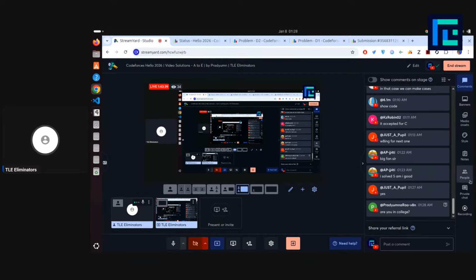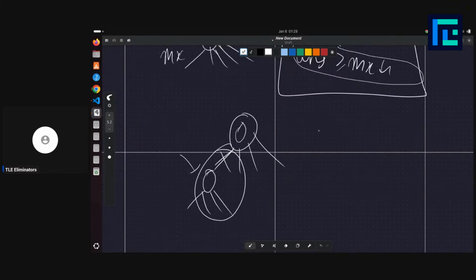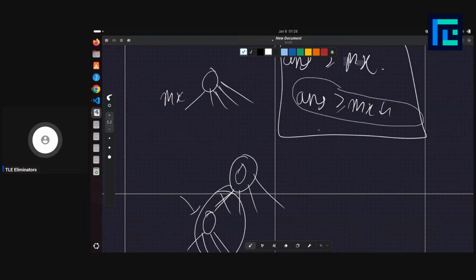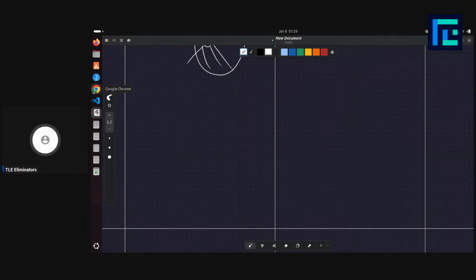Okay. Anyways, so I guess you guys got why the answer is at least that much, right? But now I will show you how to implement it, how to implement the operations. Okay. So I will show it using a tree.